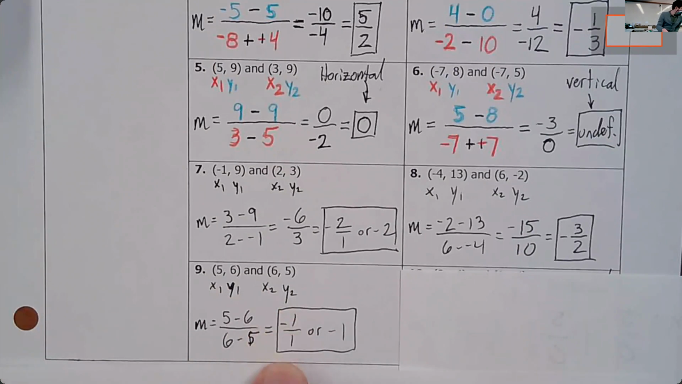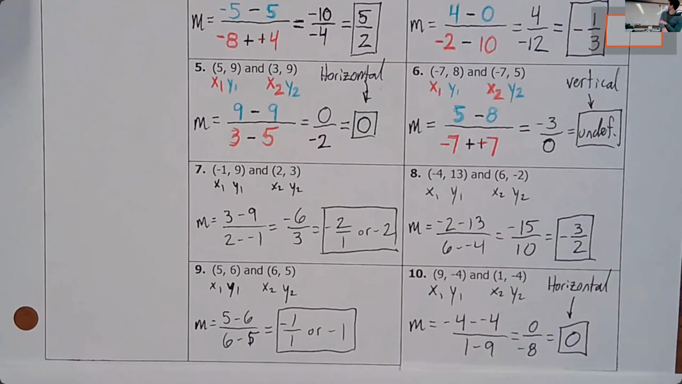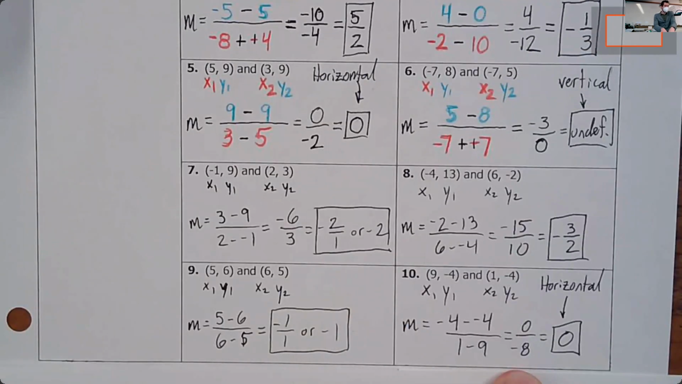Excellent. Vanessa, number 10. 0. Nice. Which means it's a horizontal line. So on our numerator, we've got -4 minus -4 for y2 minus y1 over 1 minus 9, which is -8, which the -8 honestly doesn't matter. What matters is 0 divided by anything is equal to 0, which means that we've got ourselves a horizontal line for number 10.